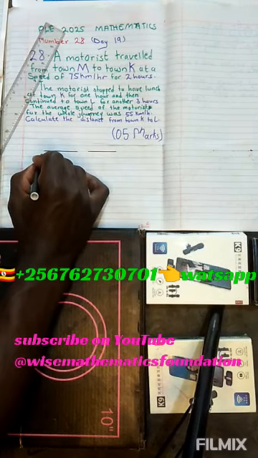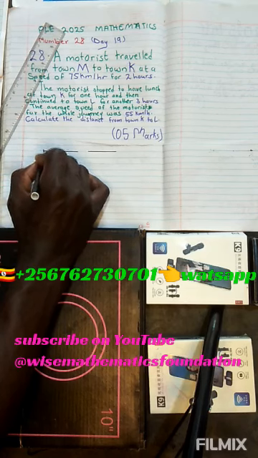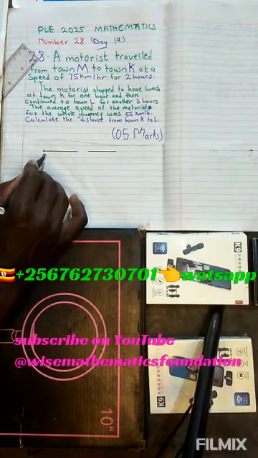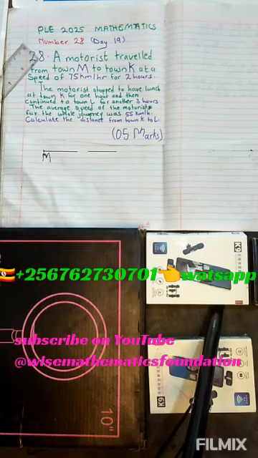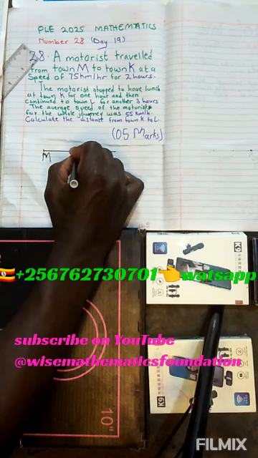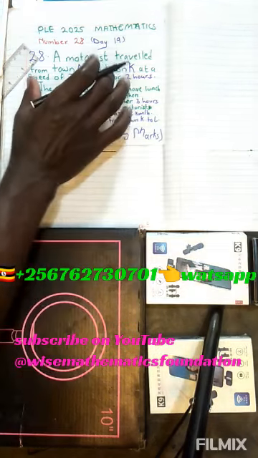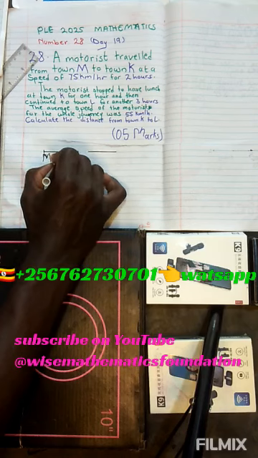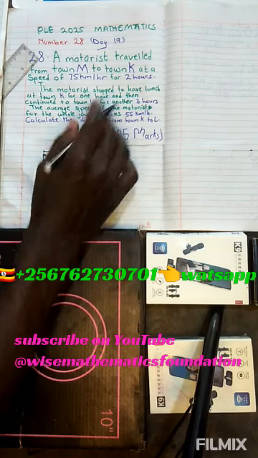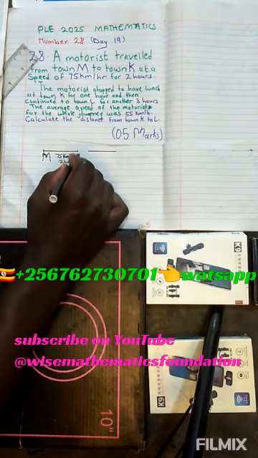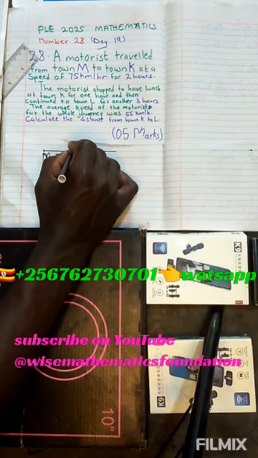There is town M, and it's where it started from. A motorist traveled from town M. Let's say this is town M, to town K, this is town K. They told us the speed was 75 kilometers per hour, for 2 hours. The motorist stopped to have lunch at town K. It means here he spent another 1 hour.